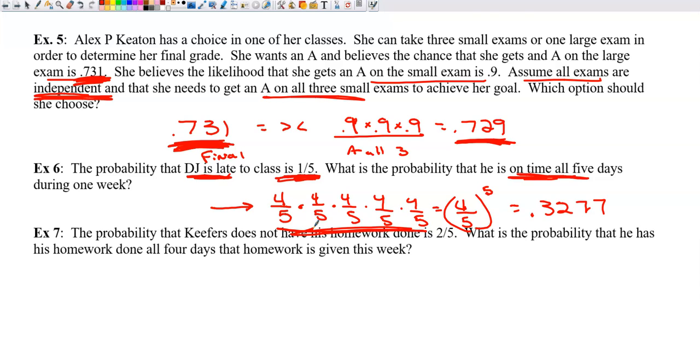If he's late 3 days in a row, do you think that might change his likelihood of being late on day 4? I've yelled at him, I've kicked him in the butt, I've called his mommy. He's probably more likely to show up on time on day 4 and day 5. So I'm assuming they're independent. One day being late doesn't affect the next day, but that's probably in real life not true, even though that was the idea. Number 7 is basically the same. I'm going to kind of keep it. Sorry, Keefers.